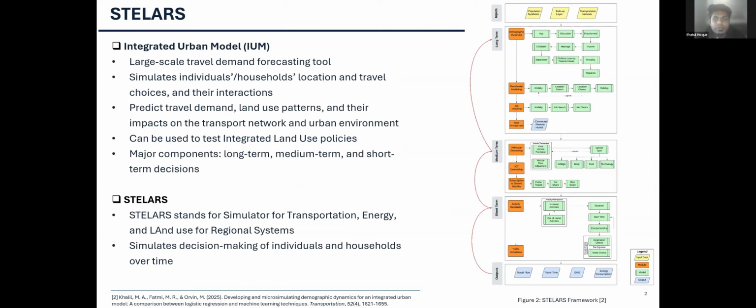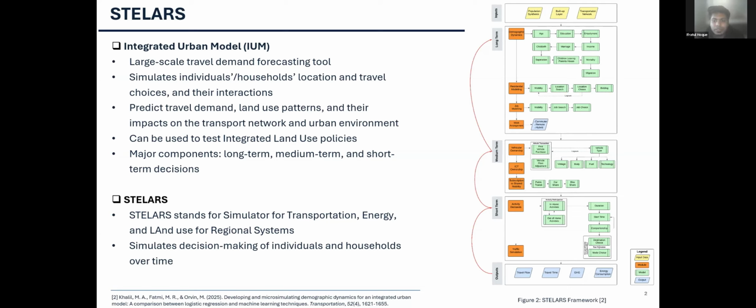So first, I will give a brief description of Stellar. Before going into Stellar, a brief description of what an integrated urban model actually is. It's a large-scale travel demand forecasting tool. It is able to simulate individuals' or households' location and travel choices and their interactions. It is able to predict travel demand, land use patterns, their impacts on the environment and the transportation network, etc. And it can be used to simulate or test different integrated land use policies.